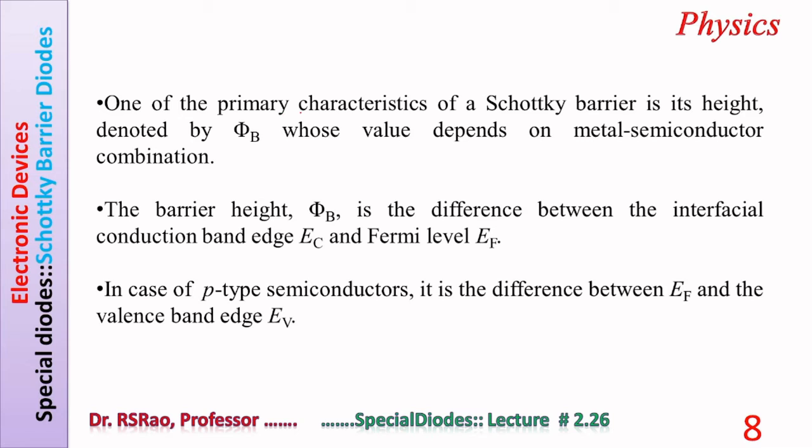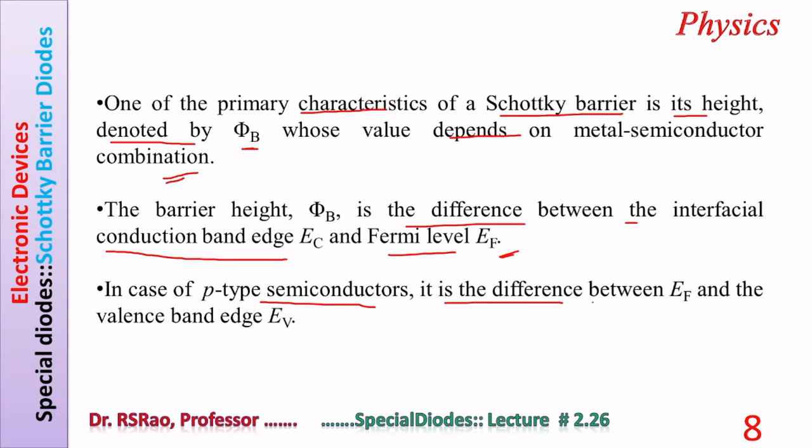One of the primary characteristics of a Schottky barrier is its height, denoted by phi b, whose value depends upon the metal semiconductor combination. Barrier height is the difference between the interfacial conduction band edge EC and Fermi level EF. In the case of p-type semiconductors, it is the difference between EF and valence band edge EV.